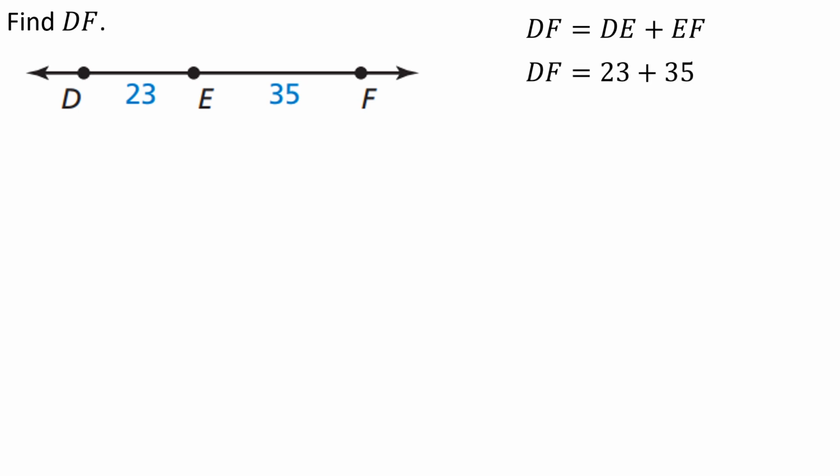And of course, I can substitute 23 for DE. I can substitute 35 for EF. And that, of course, adds up to be 58. So that's the length from D to F, or it's the length of line segment DF.